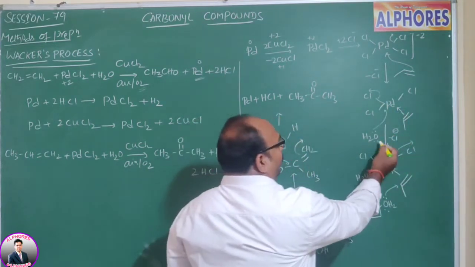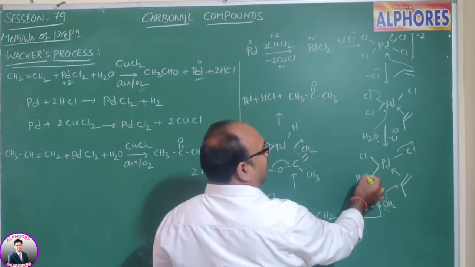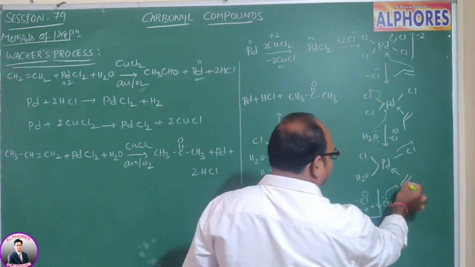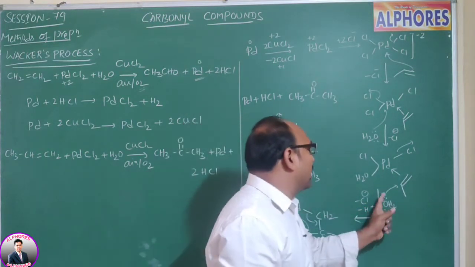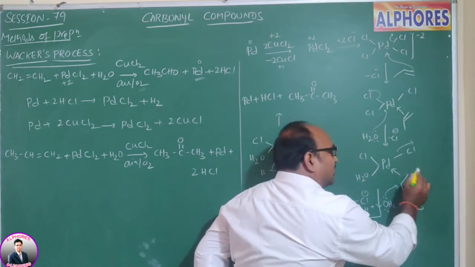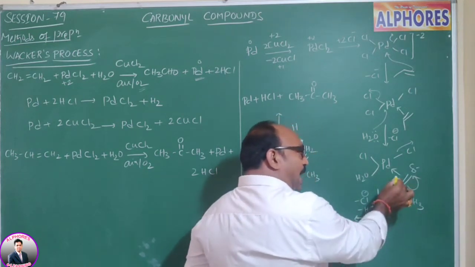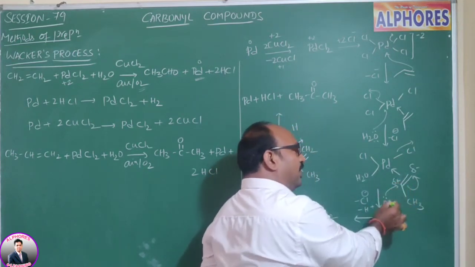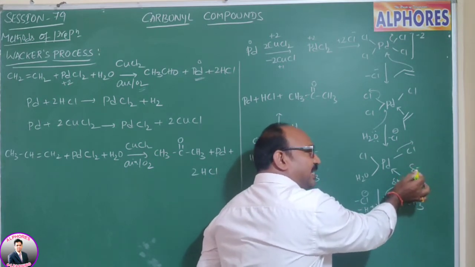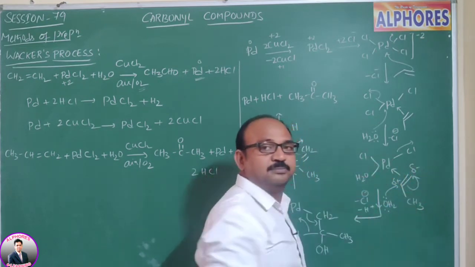Next, when we use water, this water displaces Cl, and Cl comes out as Cl minus. Right now palladium has 1 chloride, 1 water molecule, and the coordinated alkene. Further, one more water molecule has to come. Because the methyl group is an electron releasing group, the pi electrons are shifted towards this one. This carbon gets a negative charge and this carbon gets a positive charge. The oxygen of a water molecule attacks the positively charged carbon, and the negatively charged carbon forms a bond with palladium.